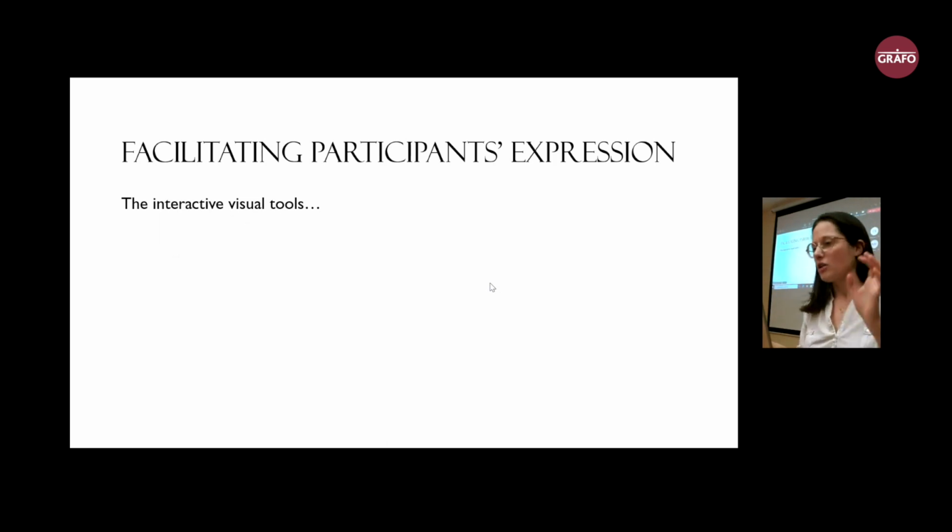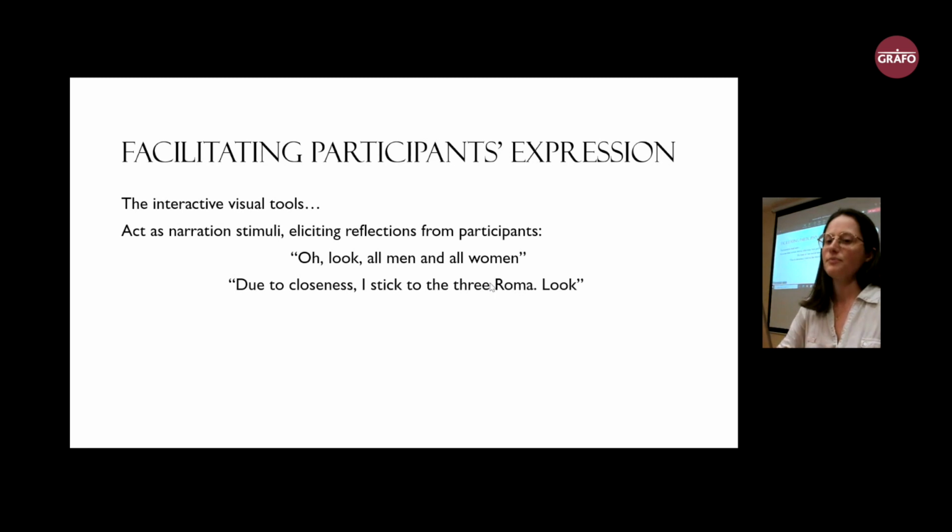Now, if we go back to the research question, how do these visual tools allow participants to express their ideas better, and what data have we been able to collect that without the tools we hadn't been able to collect? So we see that the tools act as narration stimuli, eliciting reflections from participants.